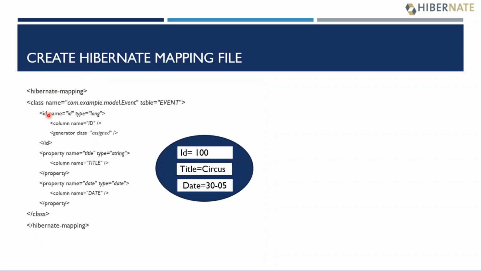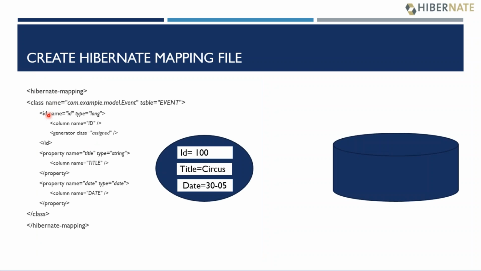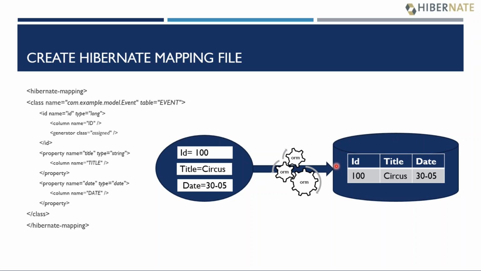Now over here, let's say this is your object, with ID, title, and date, and you want to map this object to the table in the database.